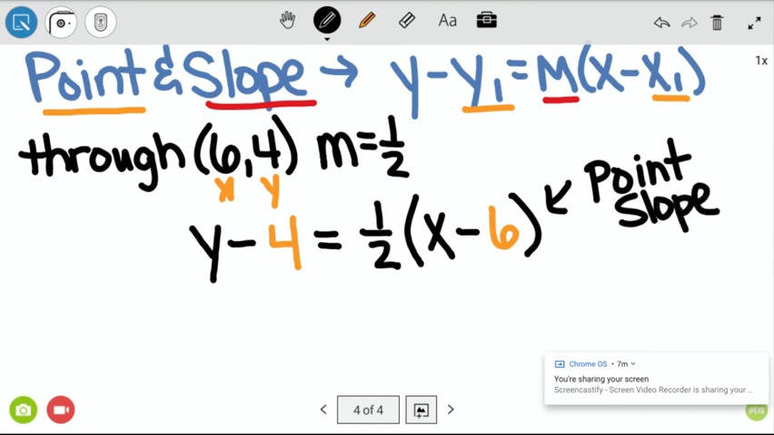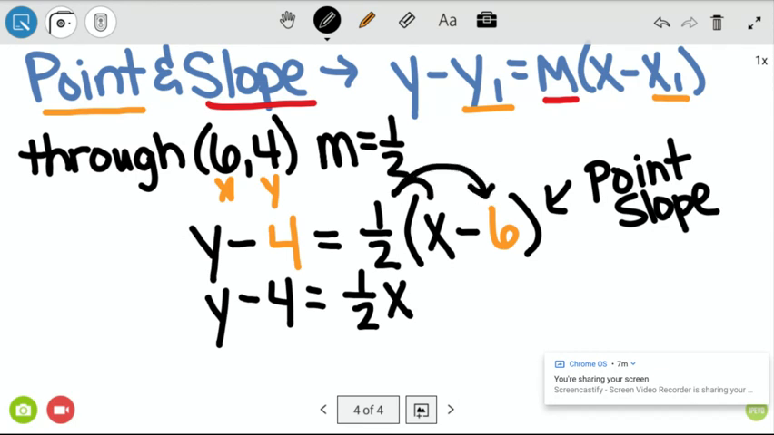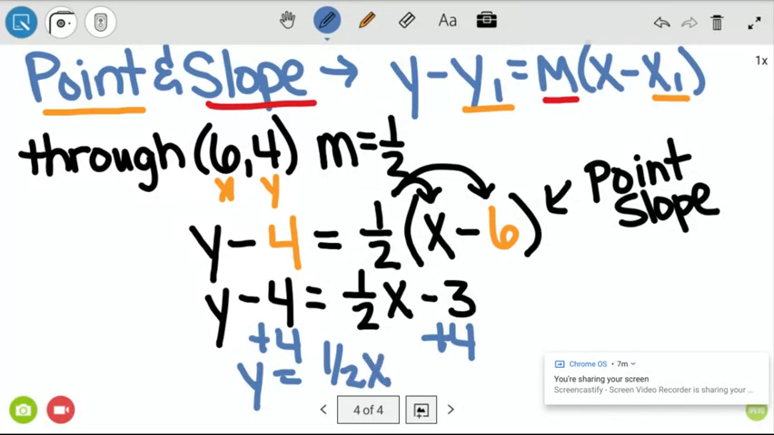Now we want our answer in slope-intercept, so we're going to distribute. 1/2 times x is 1/2 x. 1/2 times -6. Half of -6 would be -3. Half of 6 is 3. And then our last step, we would add our 4. I'm going to have to write this off to the side because I'm running out of space, or maybe I can fit it. y equals 1/2 x, -3 plus 4 gives us a +1. Not the best space, but we got it.